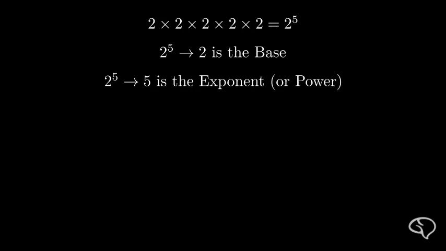So, 2 to the power of 5 means you take the base, 2, and multiply it by itself 5 times. It's a compact way to say, multiply 2 by itself 5 times. Let's try another one. What about 3 to the power of 4? Here, the base is 3, and the exponent is 4. This means we multiply 3 by itself 4 times. So 3 to the power of 4 is 3 times 3 times 3 times 3, which equals 81. See how much neater that is?